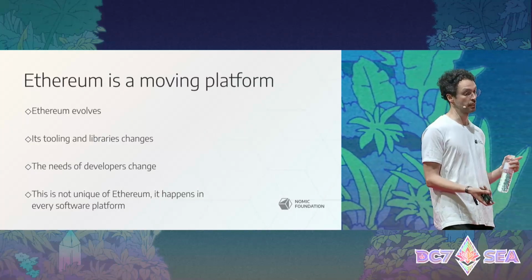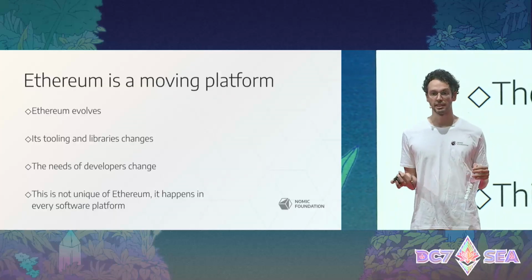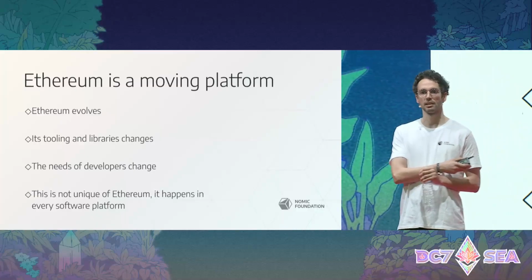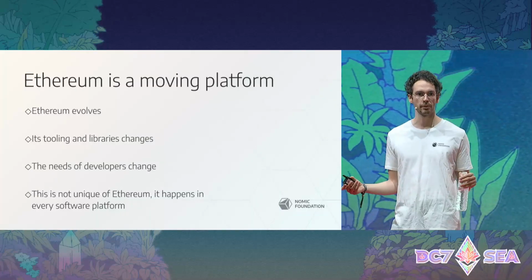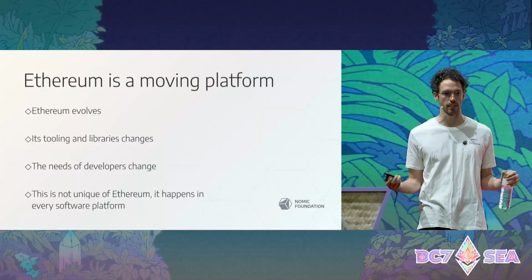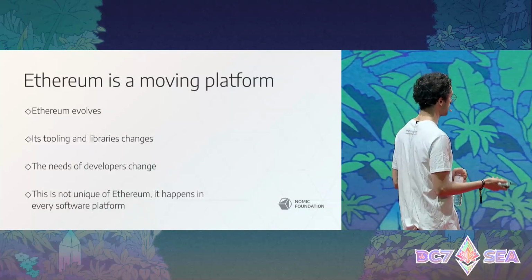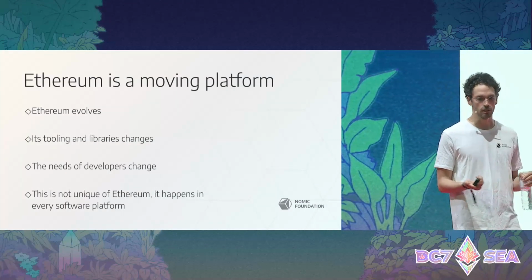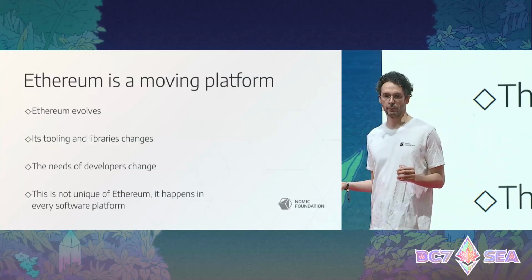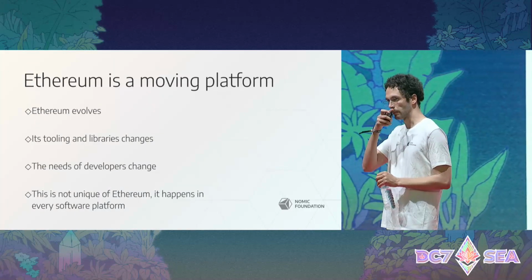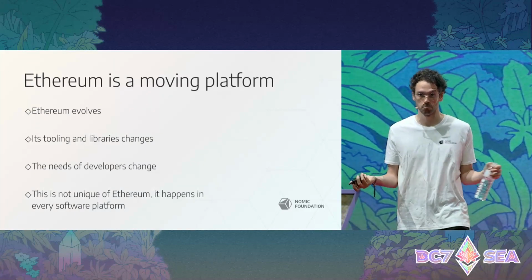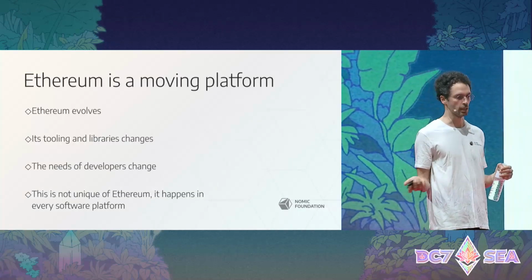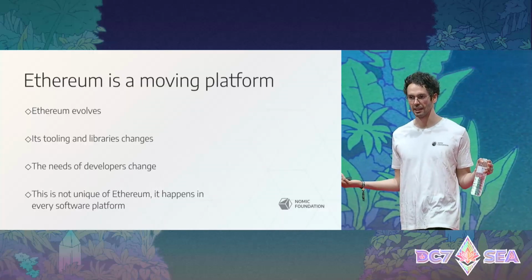Not to mention multi-chain, which is now completely changing the needs of developers. Just a few years ago, things were way simpler for an Ethereum developer. Now they have to deal with multiple chains at the same time, and things just get harder. Now, to be honest, this is not something unique to Ethereum. It happens everywhere. Every software development platform that is alive and continues to evolve goes through constant change and renewal. It happens to Node, it happens to every single language.